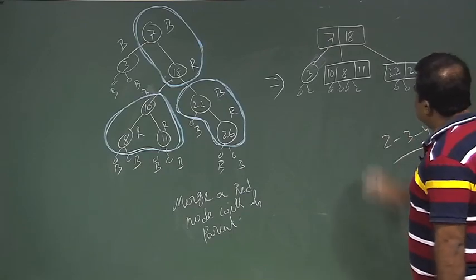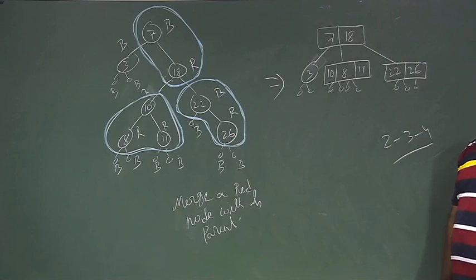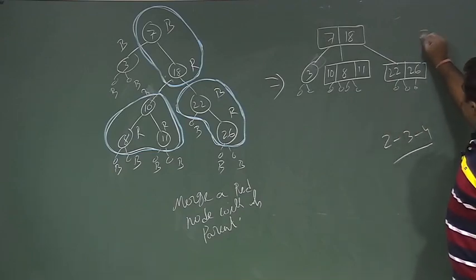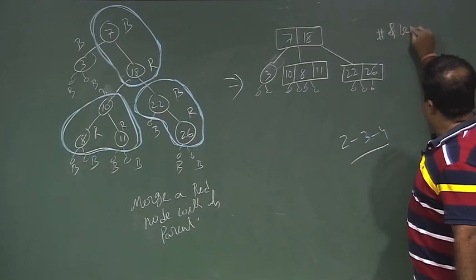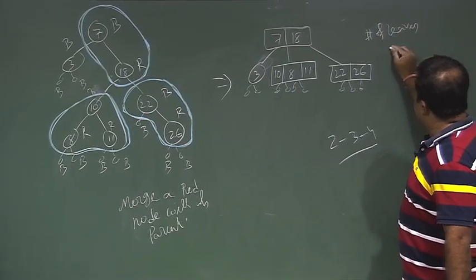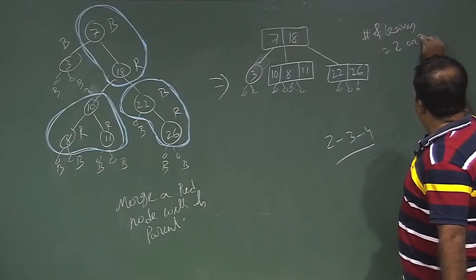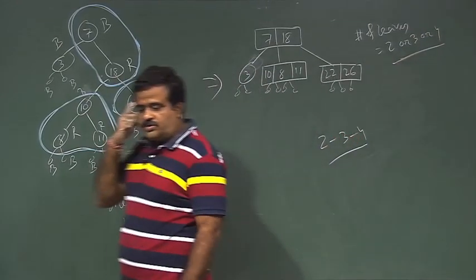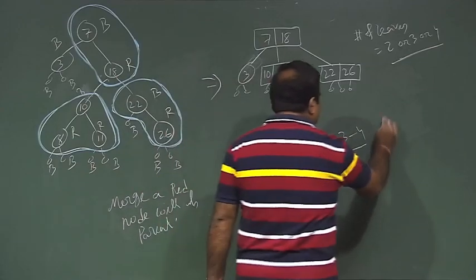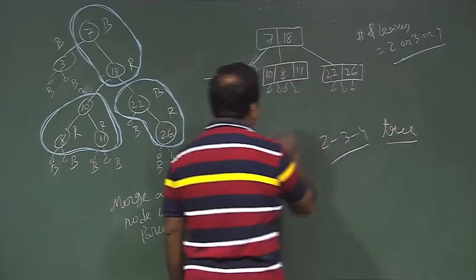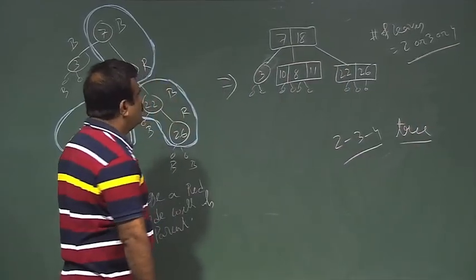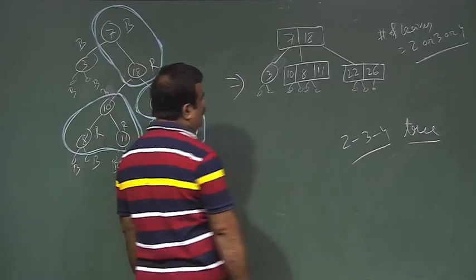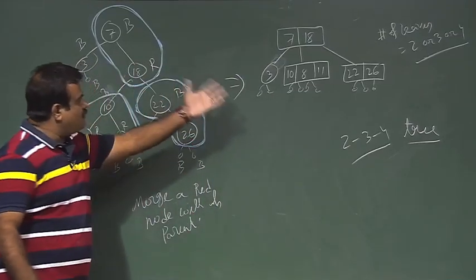Why? What is the number of children for each node in this tree? The number of children is either 2 or 3 or 4. So that's the reason it is called a 2, 3, 4 tree. And this tree is balanced. This tree is a very nice structure. So this tree is converted into this tree.